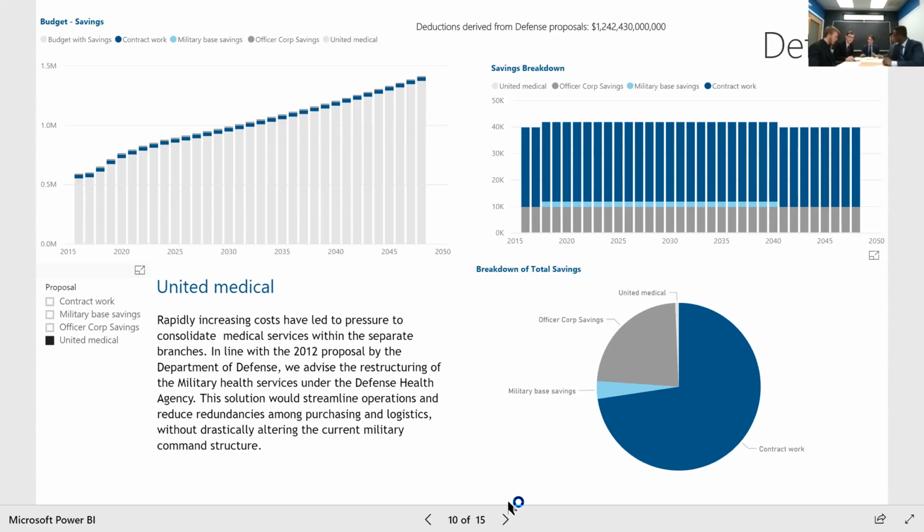Furthermore, it's necessary to address healthcare in the military. Consolidating medical services across military branches will allow for more streamlined and efficient healthcare for service members. This is in line with the 2012 proposal by the Department of Defense.